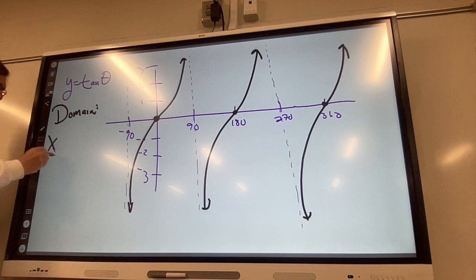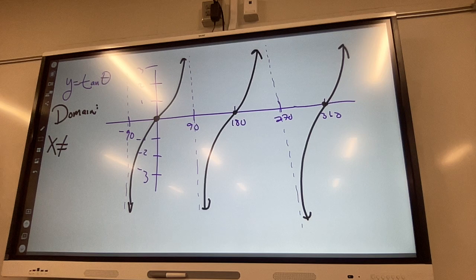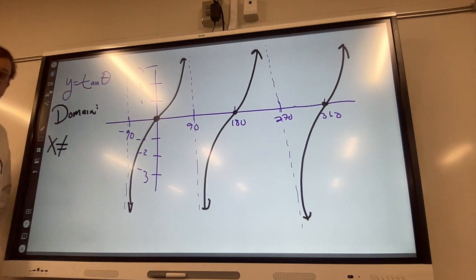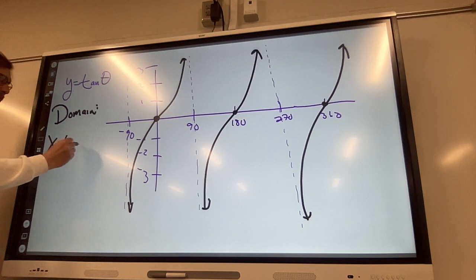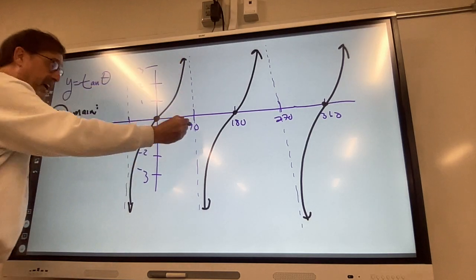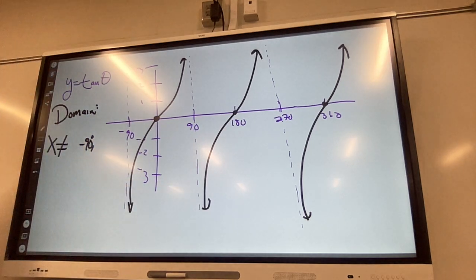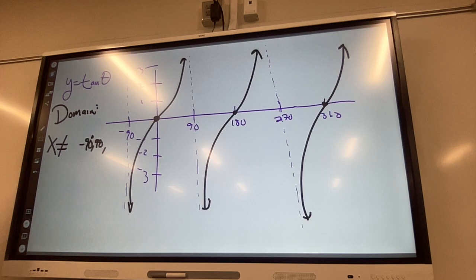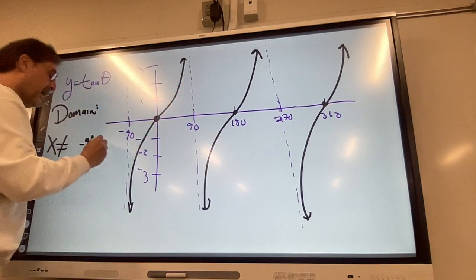And what we do is write x is not equal to, leave a little bit of room. This graph never gets to the asymptote of negative 90. It gets really close. It never gets there. Leave a little room and write negative 90. You can write degrees or not. It doesn't matter. This little dotted thing at 90, it never gets to. This little dot of asymptote, it doesn't get to.